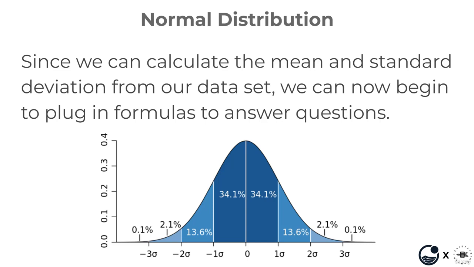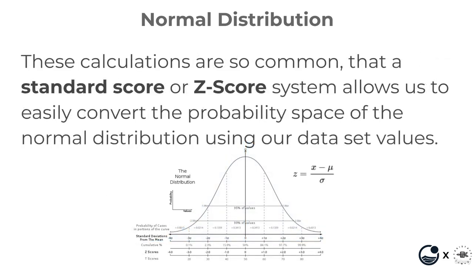So since we can calculate the mean and standard deviation from our data set, we can now begin to plug in formulas to answer questions. These calculations are so common that a standard score or z-score system allows us to easily convert the probability space of the normal distribution using our data set values. And you don't need to worry about completely understanding the diagram or what I'm discussing here.